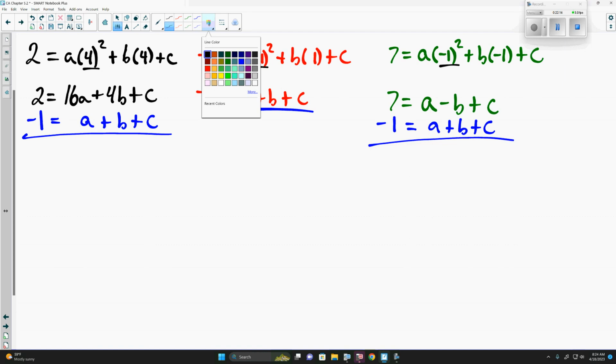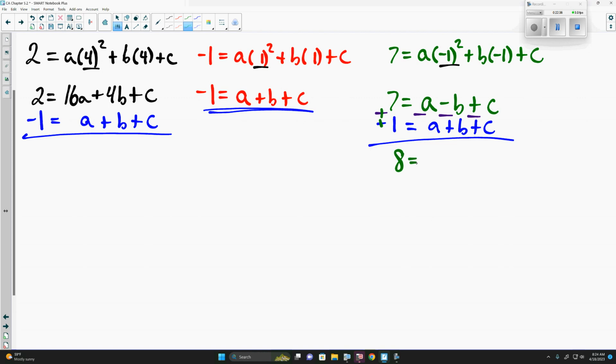She saw 3 colors. Get another one. Now I'm going to start with the one on the far right. Since the c's have the same sign, we are going to subtract all 3. So if I go from left to right, 7 minus negative 1, the negative and negative make a plus. So 7 plus 1 is 8.